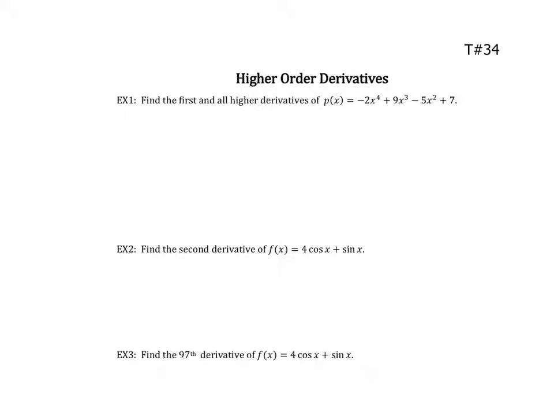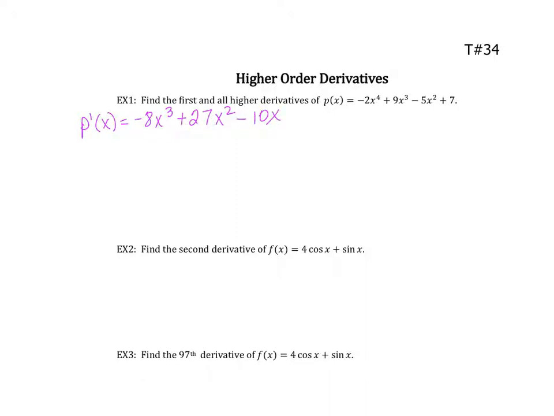All right, let's look at higher order derivatives. It says find the first and all higher derivatives of p of x. Well, you certainly know how to find the first derivative. The first derivative would be p prime, and I would simply do the power rule. So I have negative 8x to the third plus 27x squared minus 10x.